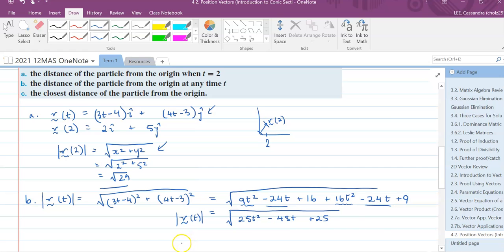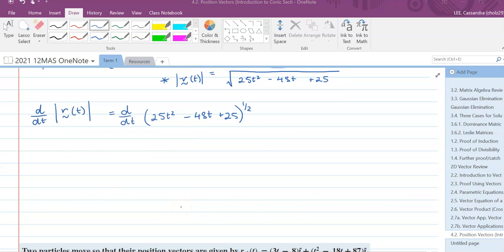Okay, so this last question now, question C, the closest distance of the particle from the origin. The closest distance, we're thinking about minimizing the distance. Since this is a minimization problem, we're going to need to use calculus and differentiation in order to be able to solve. Since this is my formula for the distance of the origin at any time t, this is the formula that I'm going to be taking the derivative of.